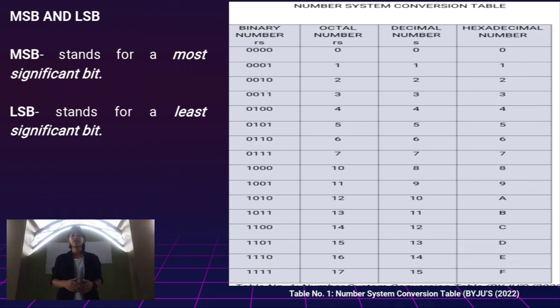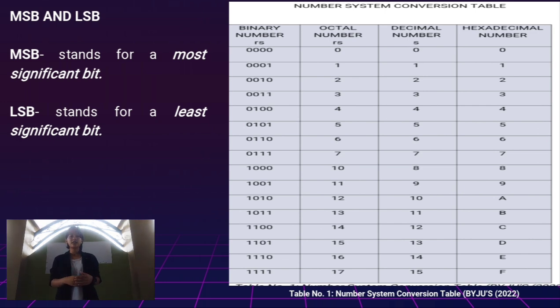As you can see, there's a number system conversion table. We see the binary number, the octal number, the decimal number, and the hexadecimal number. For the binary number, the first is 0000 and the last is 1111. In the octal number, we have 0, 1, 2, 3, 4, 5, 6, 7. We don't have 8 because this is the octal number. Then 10, 11, 12, 13, 14, 15, 16, 17. And in decimal, we have 0, 1, 2, 3, 4 up to 15.